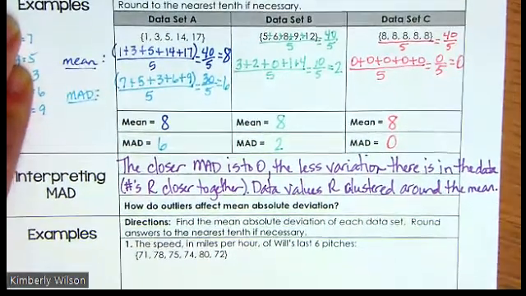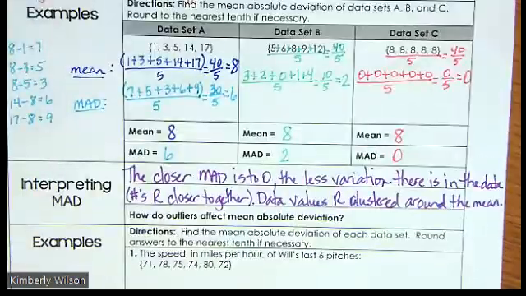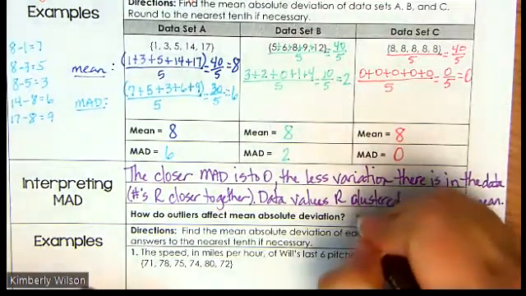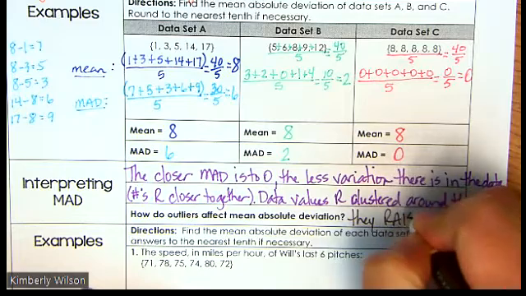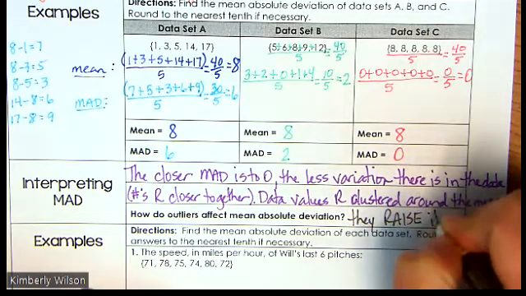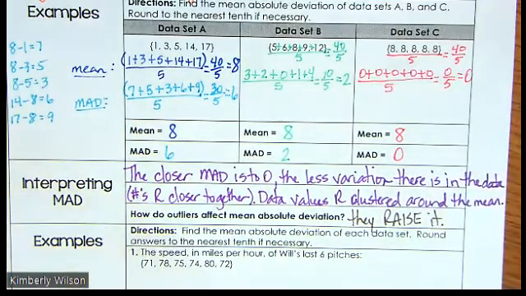Okay. How do outliers affect the mean absolute deviation? Okay, so let's talk about that. If there's an outlier, that means there's a larger variation. So therefore, they raise the MAD. They raise it. They're going to make it higher because the difference between the numbers is higher.